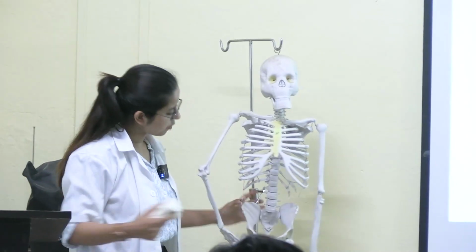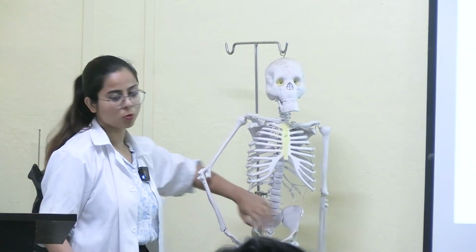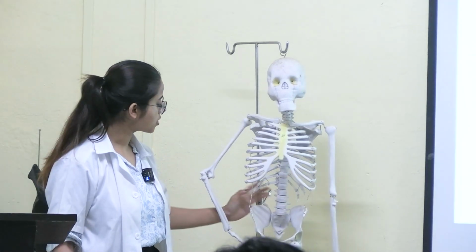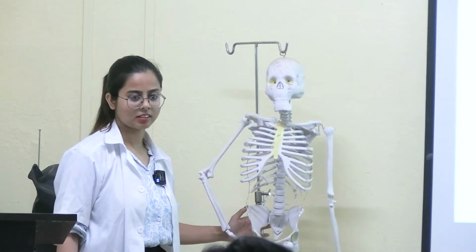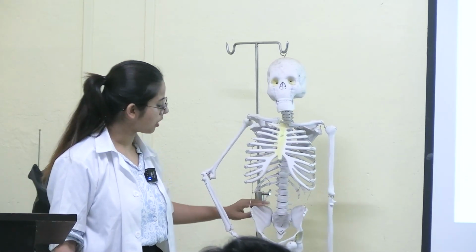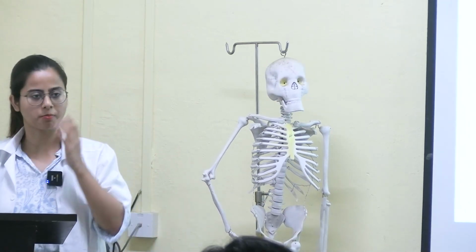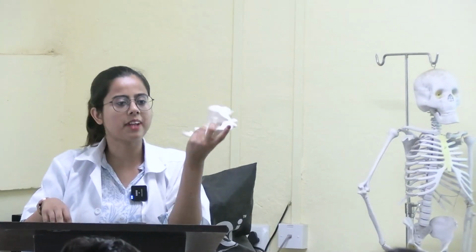Here you can see the sacrum is present between 2 pelvic bones, so it articulates with 2 pelvic bones on either side. It is present below the L5 lumbar vertebra. So the sacrum is a flattened triangular bone formed by the fusion of 5 sacral vertebrae.